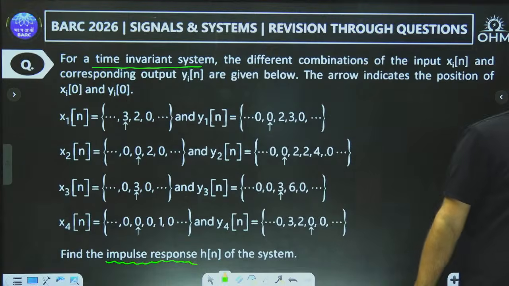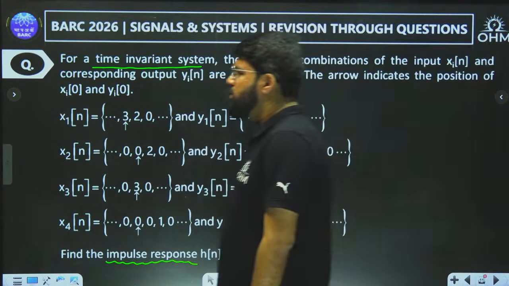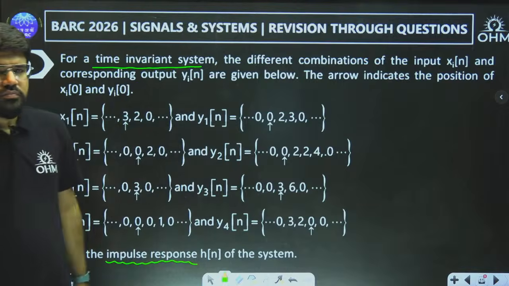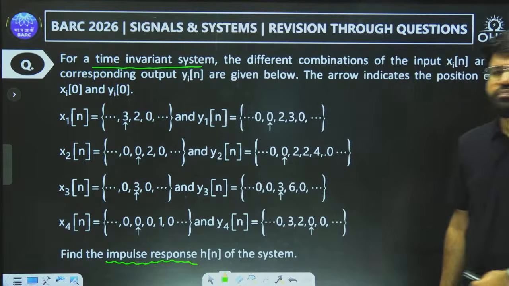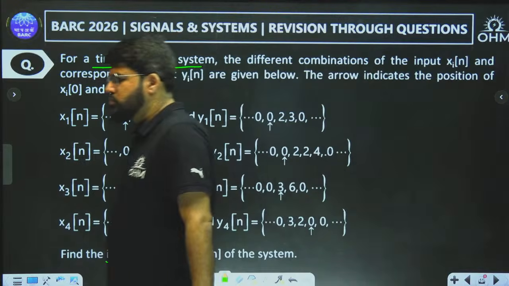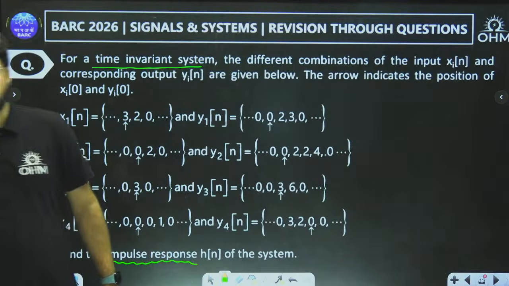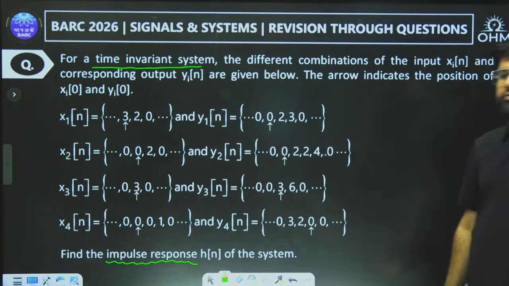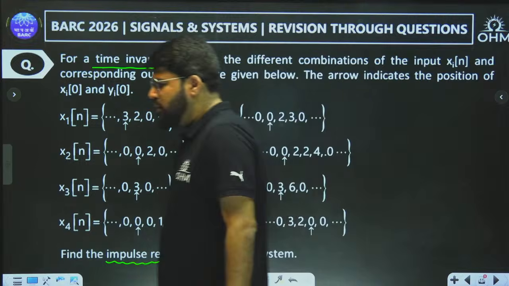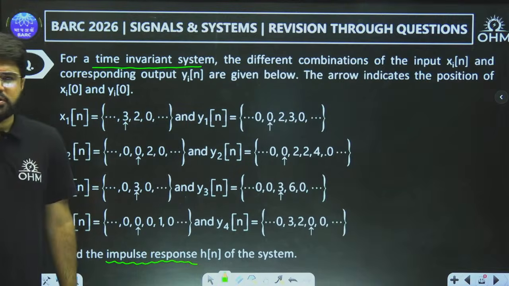Find the impulse response of the system. Come on, let's find out the impulse response of the system.